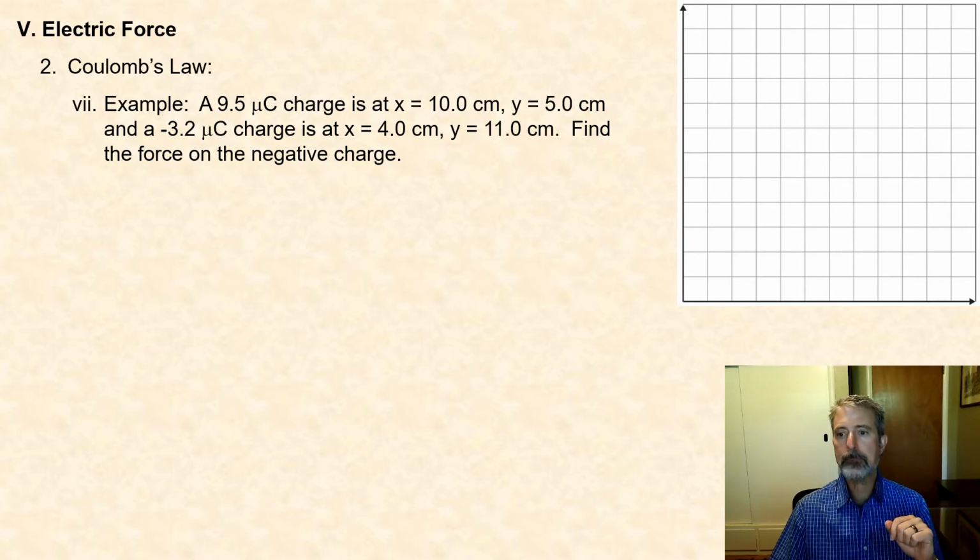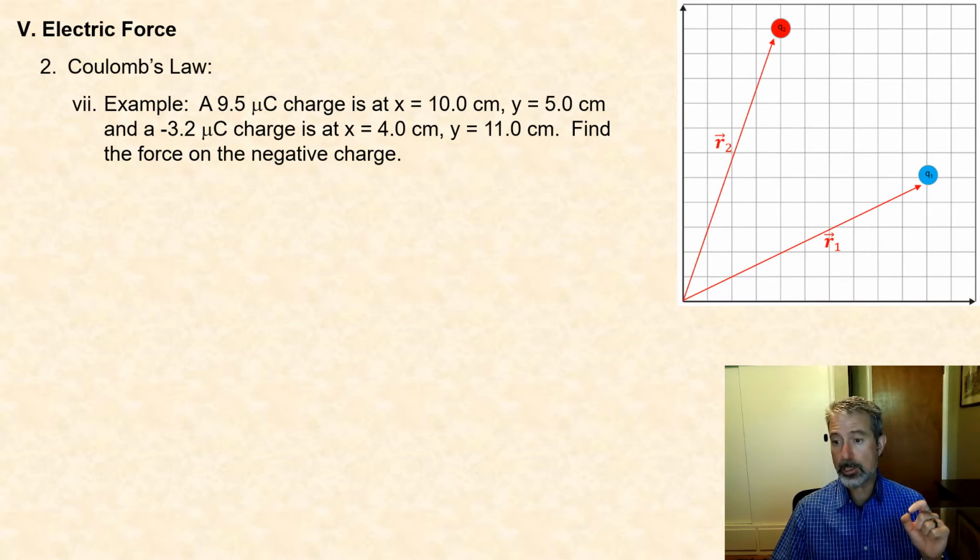So let's start by drawing pictures of these two charges. Charge Q1 has coordinates 10 centimeters, 5 centimeters, and is described by this position vector R1. Charge Q2, the negative 3.2 microcoulomb charge, has coordinates 4 centimeters, 11 centimeters, and can be described by this displacement or position vector R2. We want to find the force on the negative charge. So according to our force notation, let's draw in the forces here.